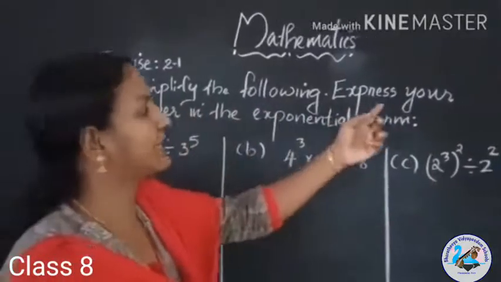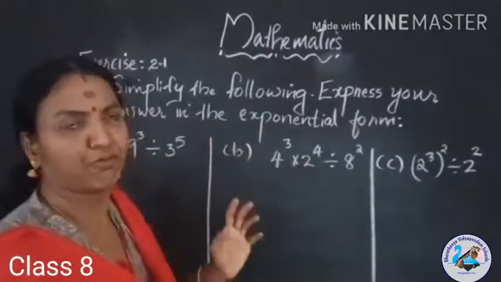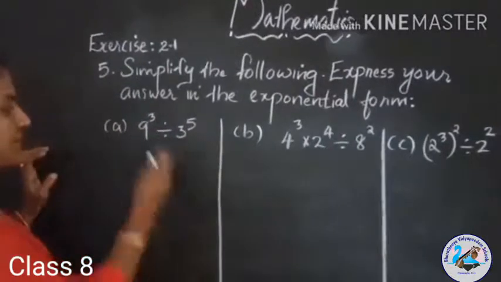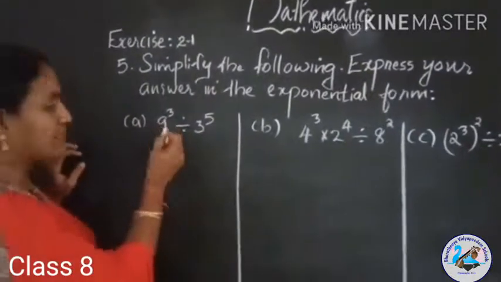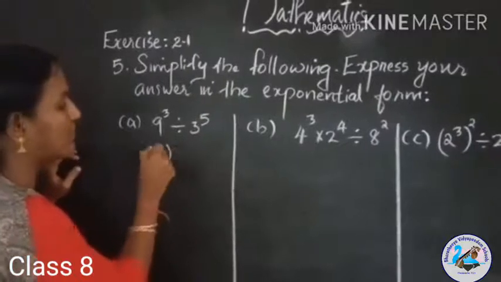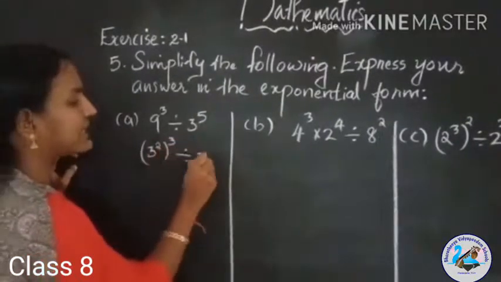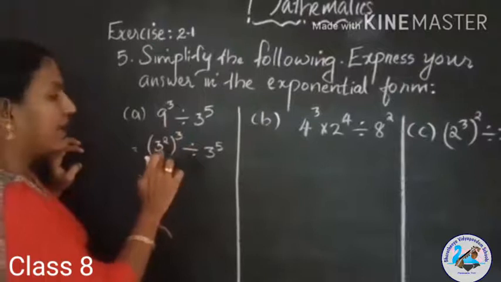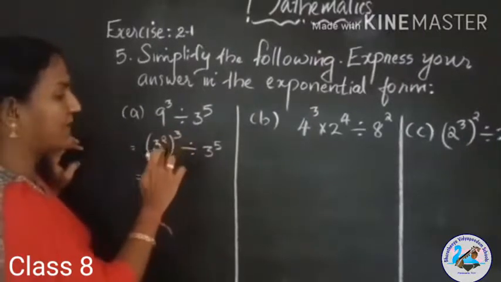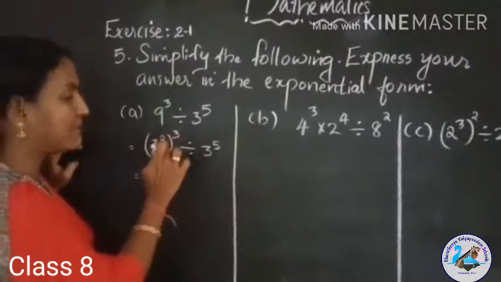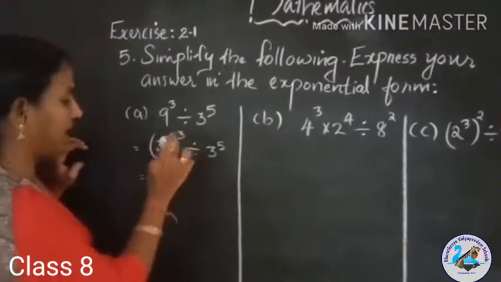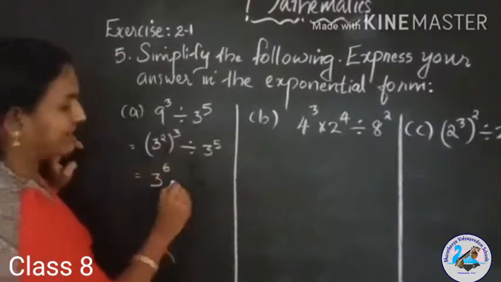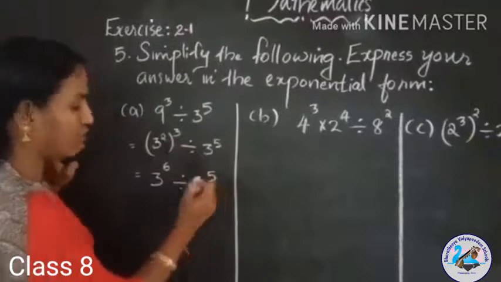Simplify the following. Express your answer in the exponential form. First one, 9 cube divided by 3 raised to 5. 9 can be written as 3 square. So (3 square) the whole cube divided by 3 raised to 5. Which property can we use? (a power m) the whole power n is a power m into n. So it is 3 power 2 into 3, that is 3 power 6, divided by 3 raised to 5.